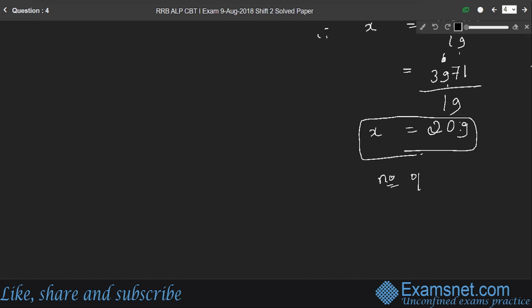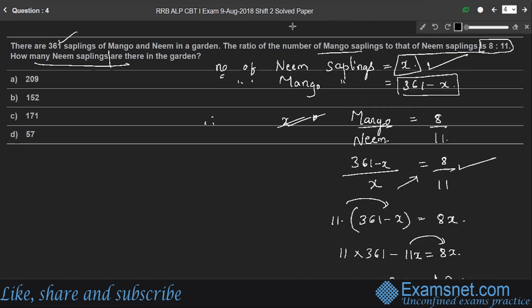X is nothing but the number of neem saplings. So 209, right? In the garden, there are 209 neem saplings. Option A is the right answer.